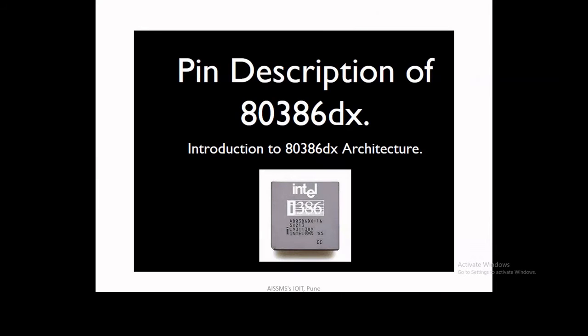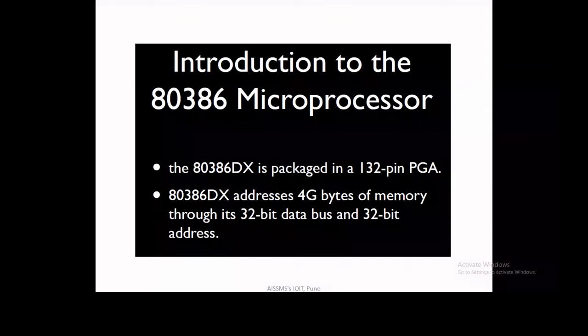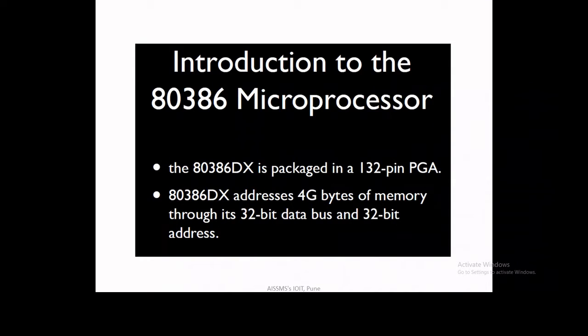So we'll see the pin description of 80386. This 80386 microprocessor is packaged in a 132-pin PGA package. And as we have seen, this 80386 has 4 gigabytes of memory, with a 32-bit data bus and a 32-bit address bus. So this is the pinout diagram of 80386.